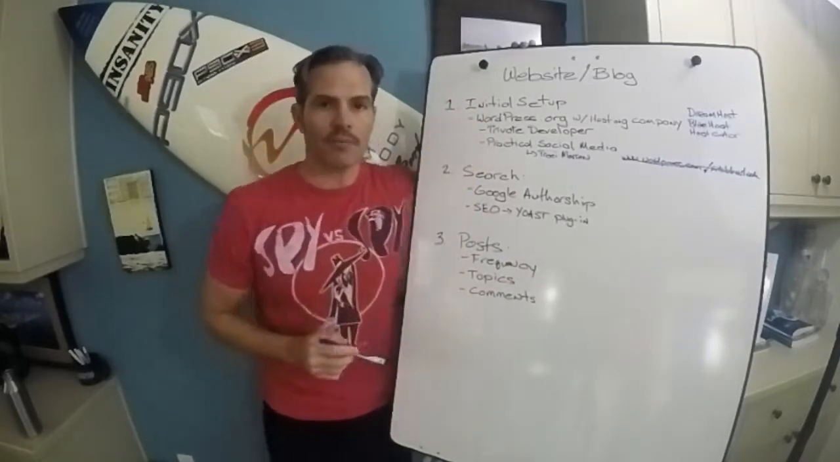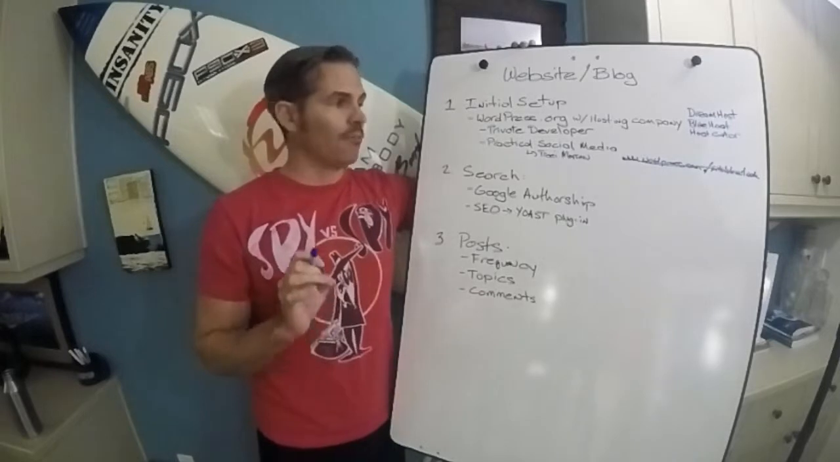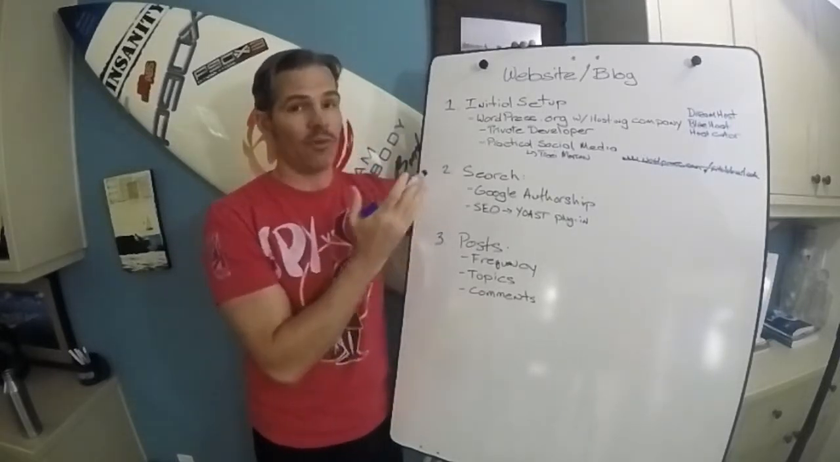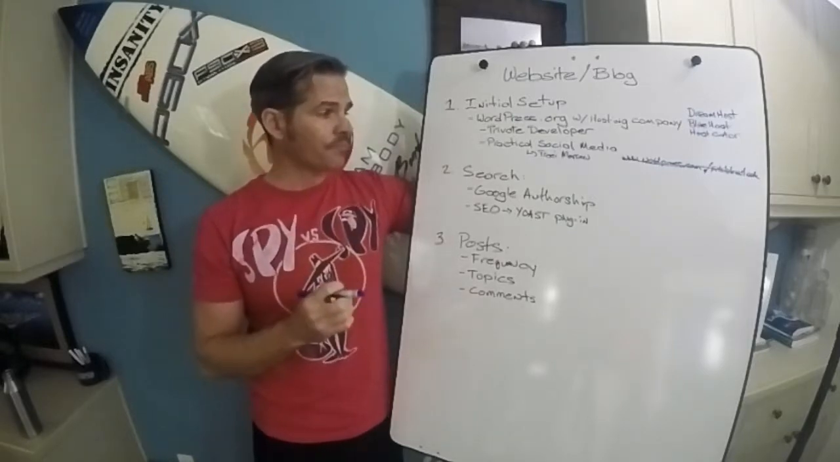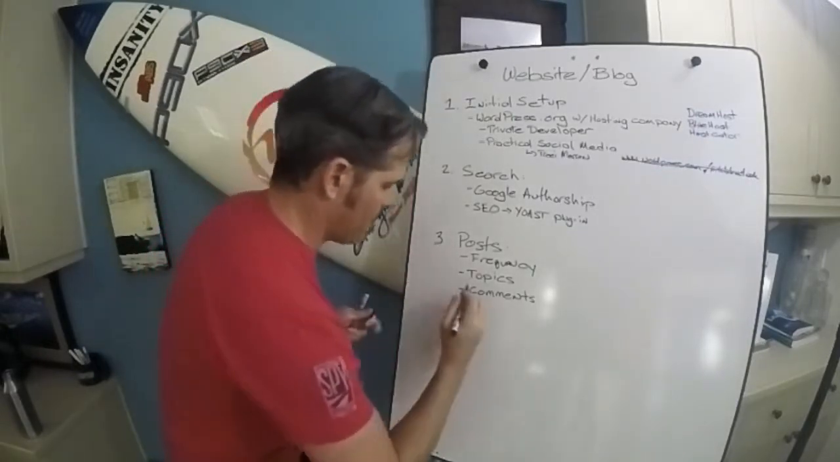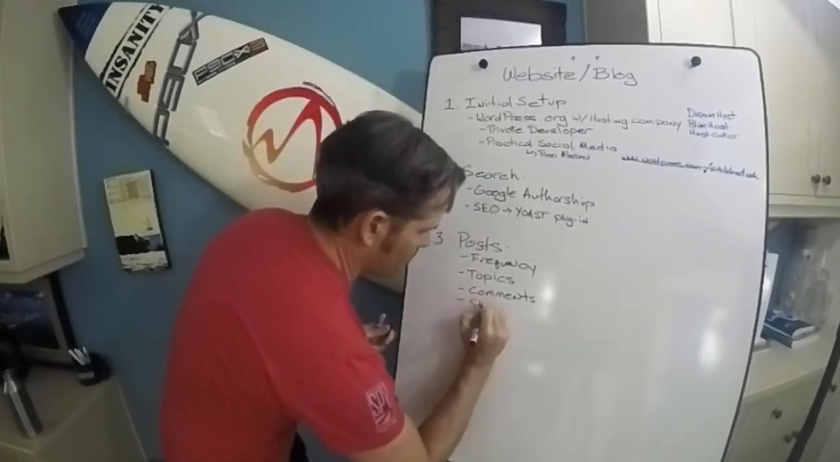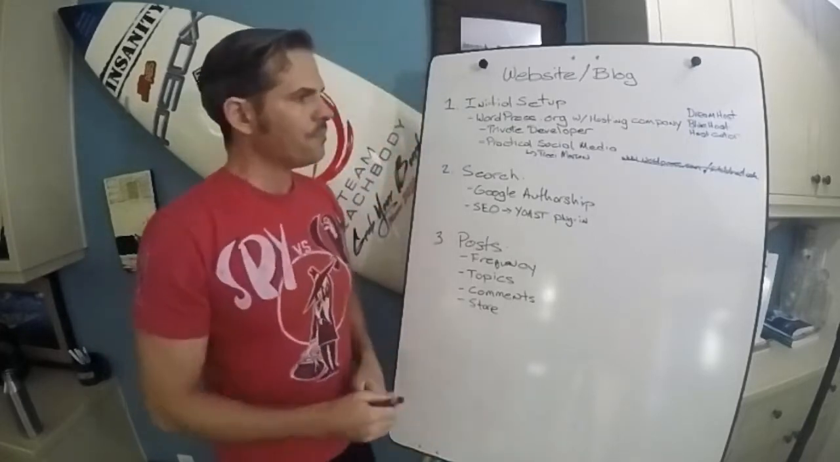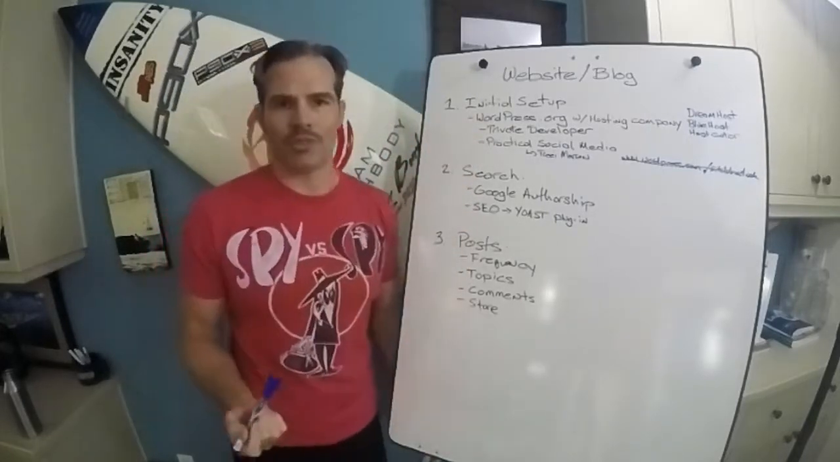Practical Social Media's WordPress blogs are more of a sales page for Beachbody. That's really what you're getting with that, a sales page for Beachbody, which reminds me of something so I don't forget: I'm going to talk about the store. I just realized I forgot to add that to my list of things to talk about. So that's really kind of the difference between those two.